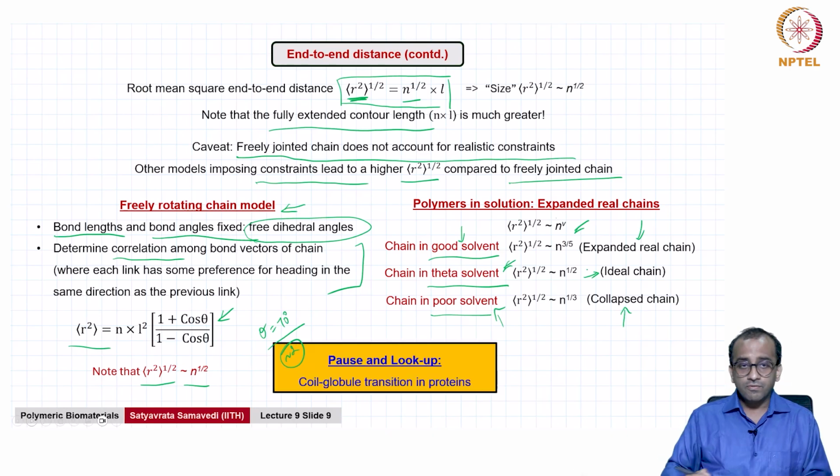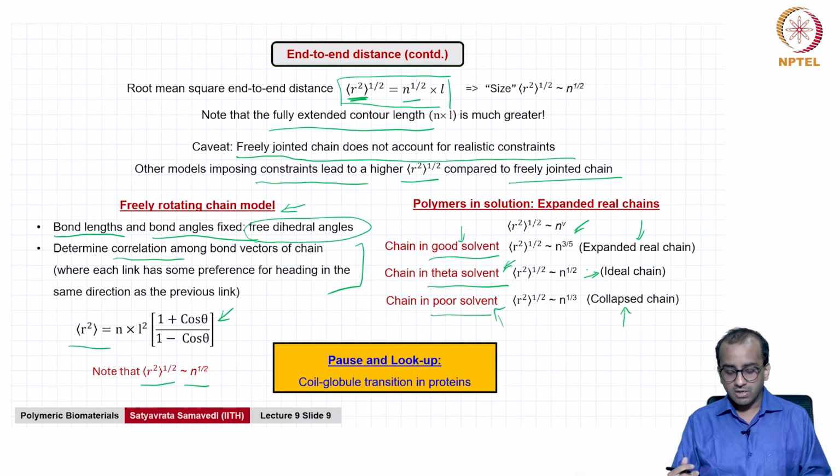Here it would be good for you to now pause and look up something called a coil globule transition. Now, we have looked at coils, we have also alluded to the idea of globules. This happens to be a very important conformational change that occurs in proteins and can explain some aspects of protein folding and denaturation.